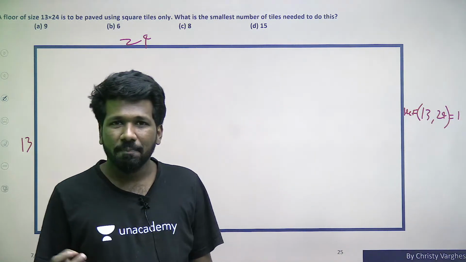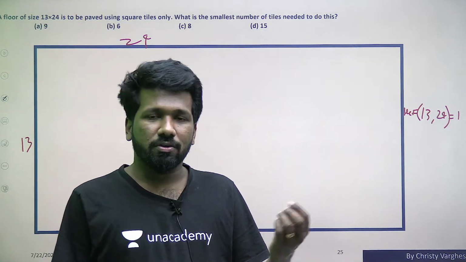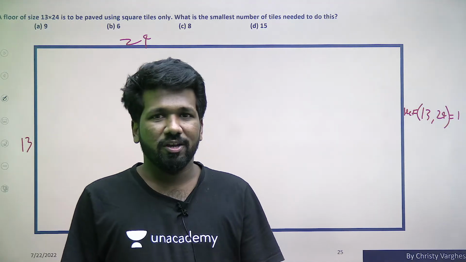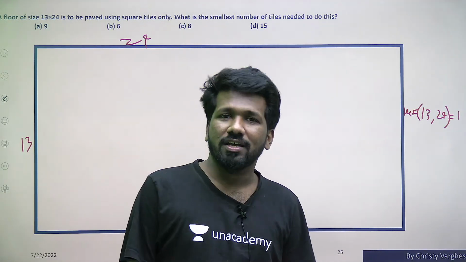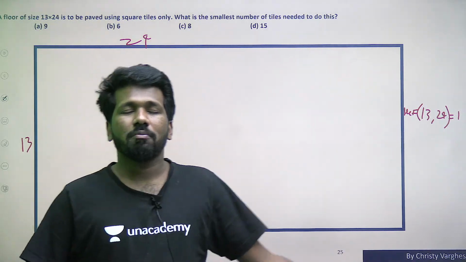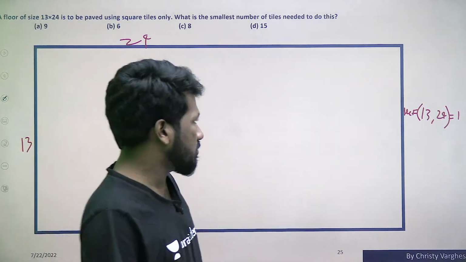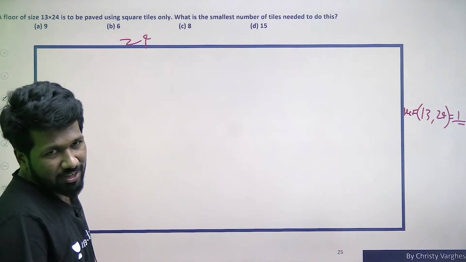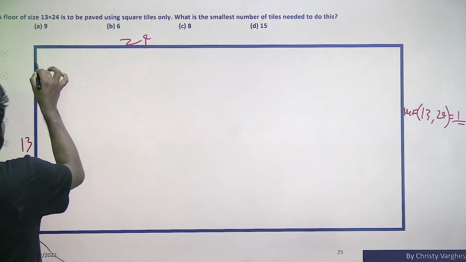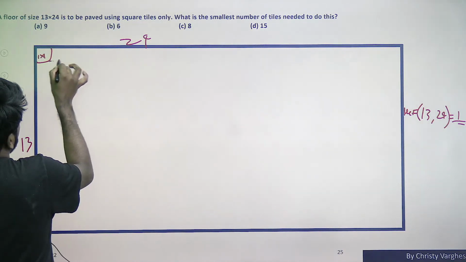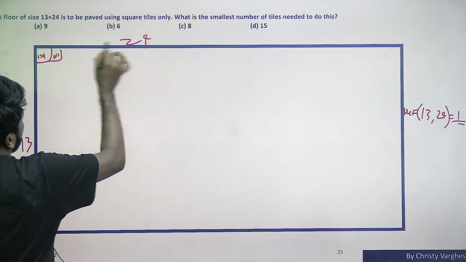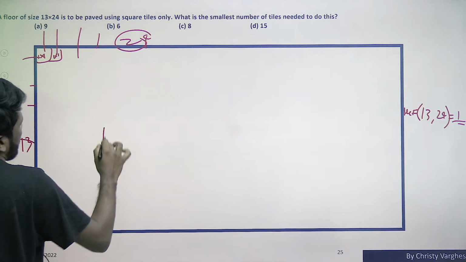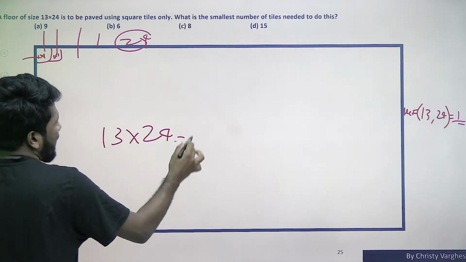That means the highest common factor, the only common factor, will be 1. Because 13 is a prime number, and 24 is not a prime number, but the factors of 13 are only 1 and 13, and 13 is anyway not a factor of 24. So there is no other common factor between 13 and 24 other than 1. So 1 is the highest common factor, which means only 1 by 1 tiles can be arranged. 1 by 1 tiles means 24 columns and 13 rows will be created. 13 into 24 will be the answer itself.